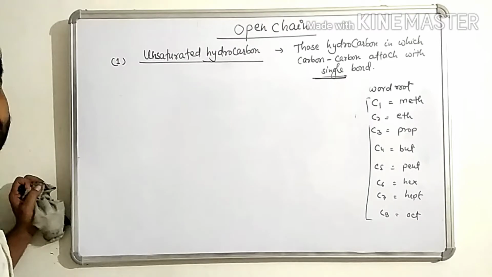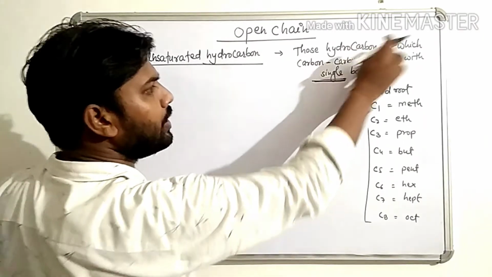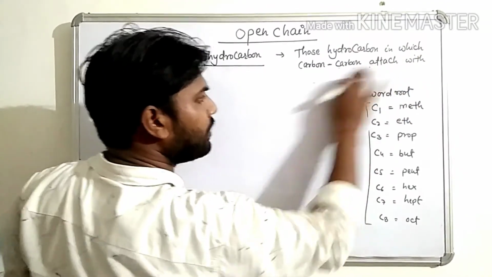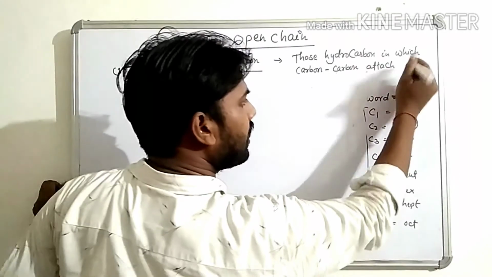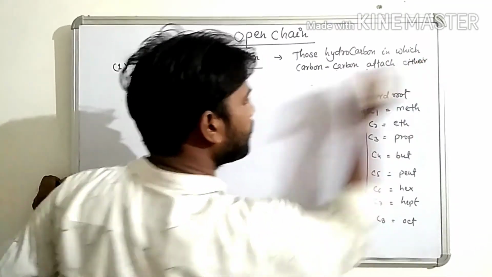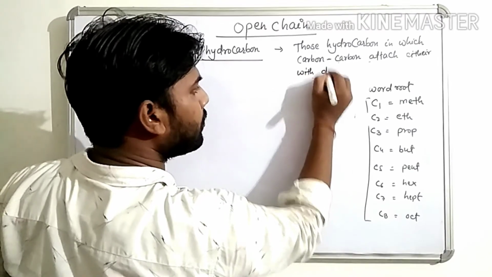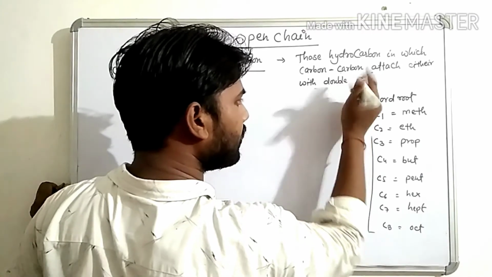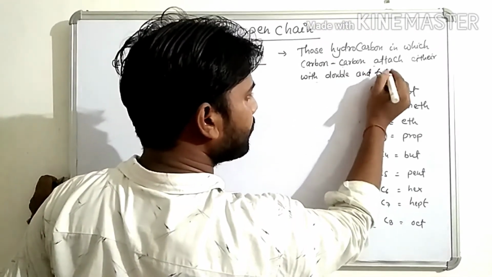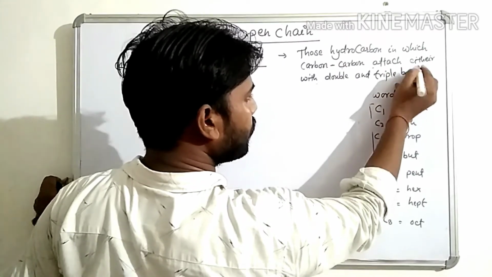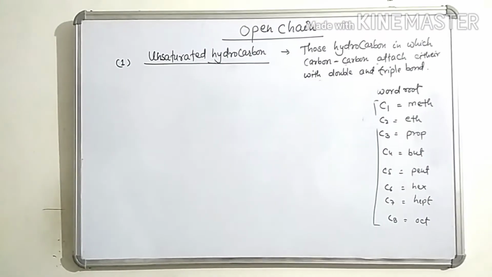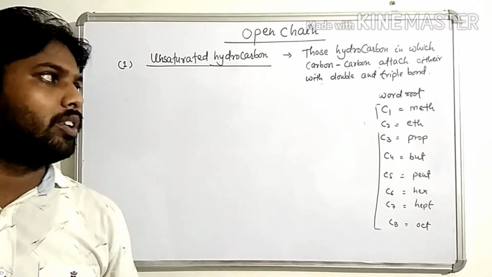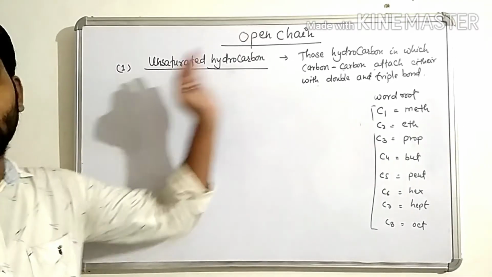Unsaturated hydrocarbon means those hydrocarbons in which carbon is attached with either double or triple bond. Okay, children, those hydrocarbons in which carbon is attached with a double bond or a triple bond will be unsaturated hydrocarbons.